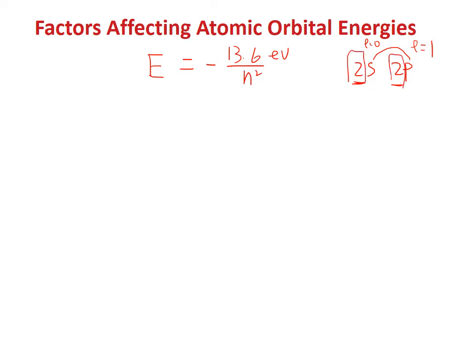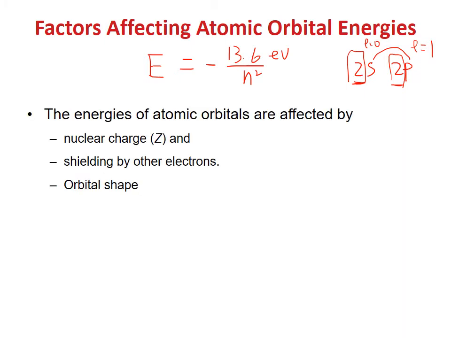Now for many electron systems, however, the energies of atomic orbitals are affected by nuclear charge, shielding effect, and orbital shape. And this leads to the conclusion that energy for many electron systems is not only determined by principal quantum number but also by angular momentum quantum number. And therefore 2s orbital and 2p orbital have different energy because they have different angular momentum quantum numbers. 2s orbital has energy lower than 2p orbital.